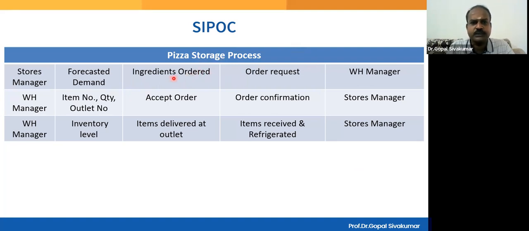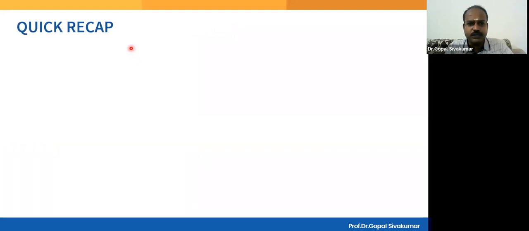As far as the pizza storage process is concerned, the ingredients are ordered with the warehouse manager, and then the warehouse manager accepts the order and gives a confirmation to the stores manager, and then the items are delivered at the actual pizza outlet by the warehouse manager, and received by the stores manager, and the received items are refrigerated, right? So the process of pizza storage starts with ordering the food items and all the ingredients, and then finally refrigerating all the items properly. So this is how SIPOC is helping you in visualizing a process as well as improving the process.